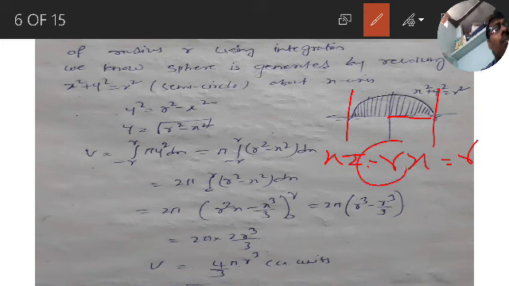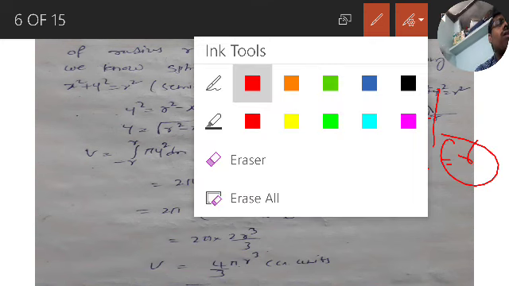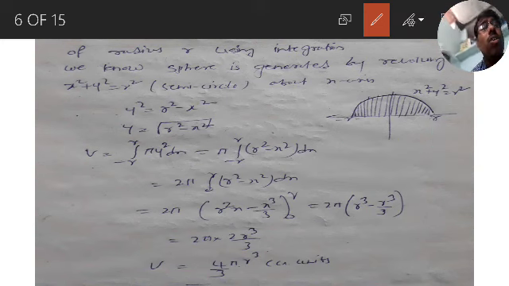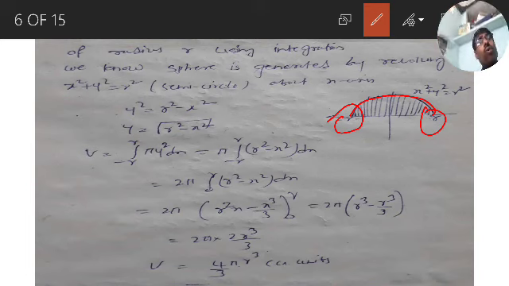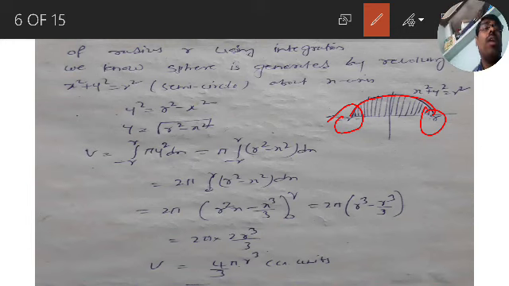So limits are from minus r to plus r. Are you getting, guys? So limits are from minus r to plus r, and rotate this semicircle area about x-axis. You are going to get a sphere of radius r, and for that sphere now we need a value.